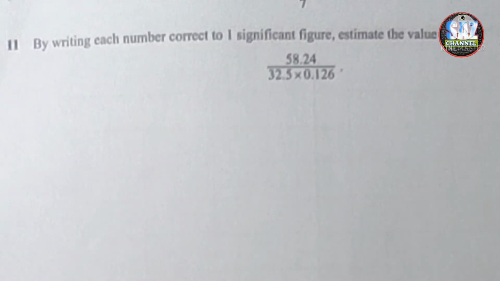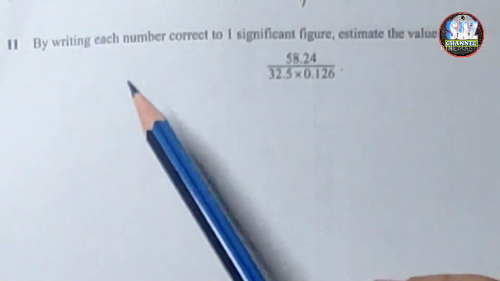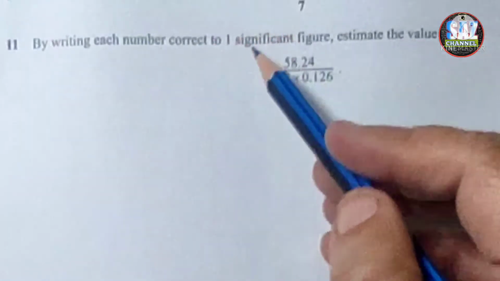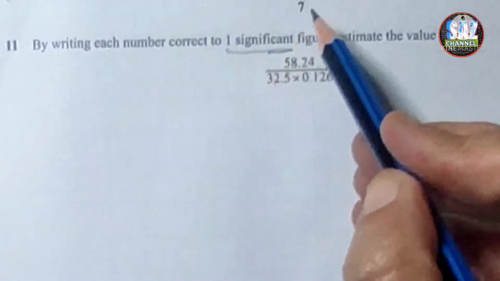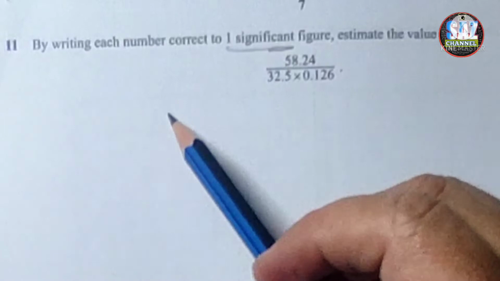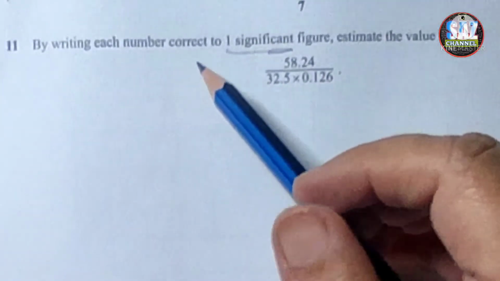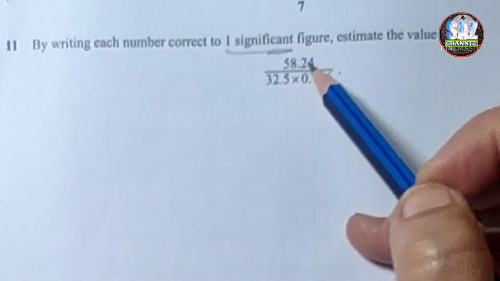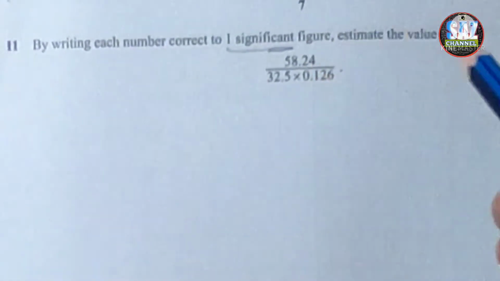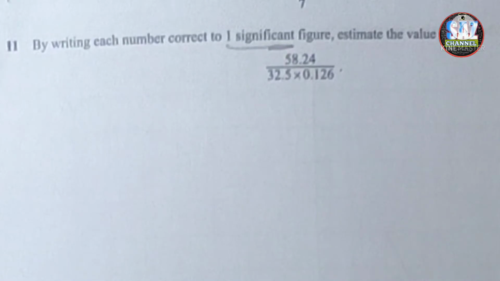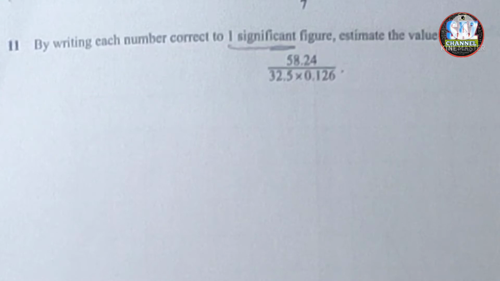Let me read question 11 first. Question 11 says, by writing each number correct to one significant figure, estimate the value of. It means that before solving this question, we have to write each number to the nearest one significant figure. This is also one of the common errors. The students start writing the numbers which are actually given in the question, and as this is a paper 1 question and the calculation becomes difficult for them, we must read and follow the instructions.